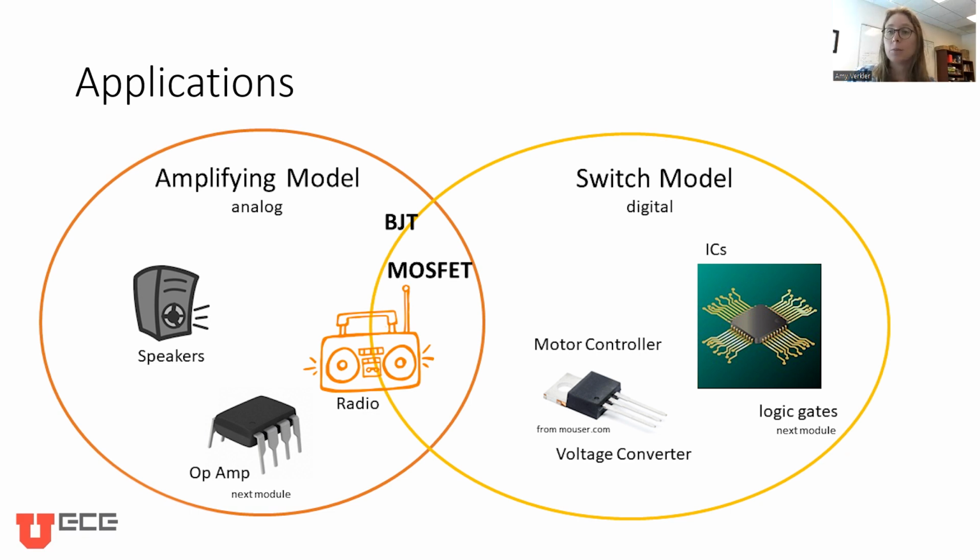So examples of amplified current would be speakers, op amps, analog radios, and some examples of the digital world or worlds using the switch model would be voltage converters, motor controllers, integrated circuits, and logic gates. And we'll talk a little bit about logic gates in the next module.